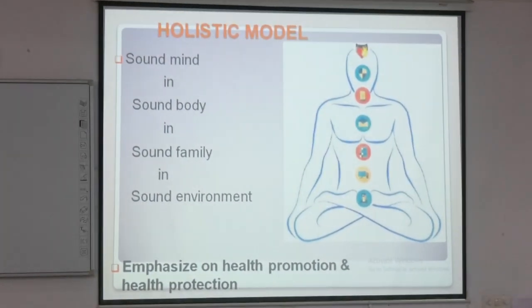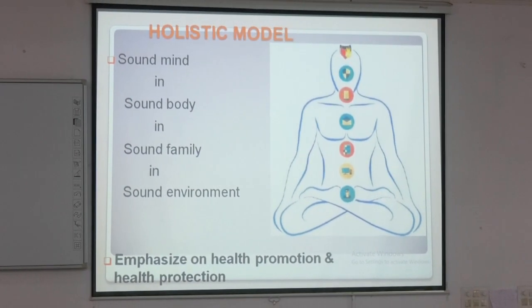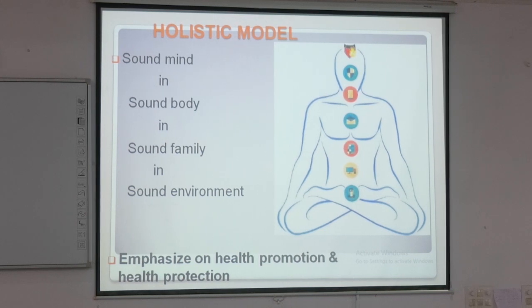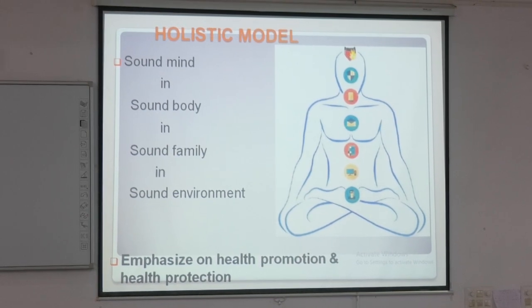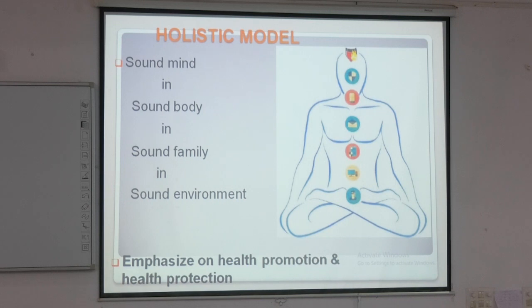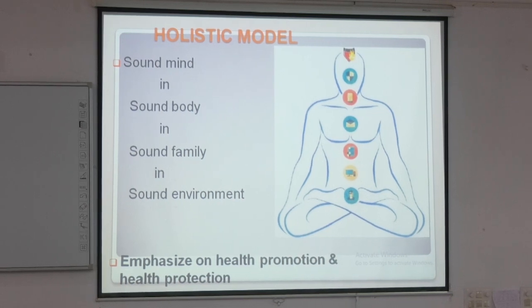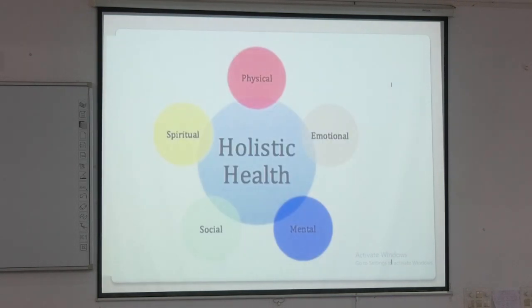So last comes the holistic model. Holistic model, what is this? It is a sound mind in a sound body, in a sound family, and in a sound environment. That means it includes all the other aspects of health, all the other concepts of health. Emphasis on health promotion and health protection. This is holistic health. It includes physical, emotional, mental, social, and spiritual. This is the final concept of health.